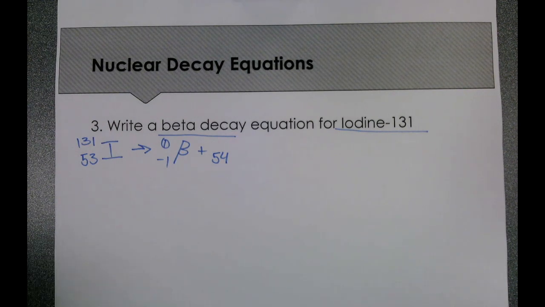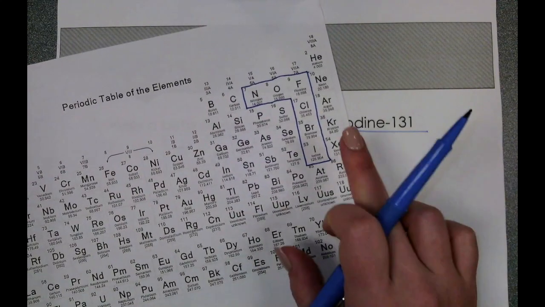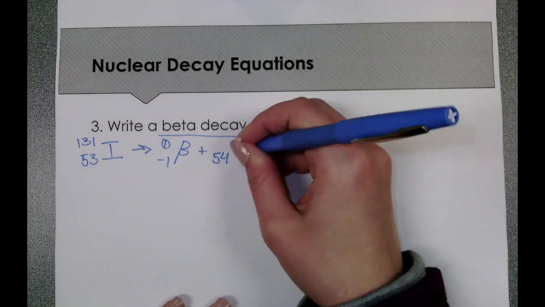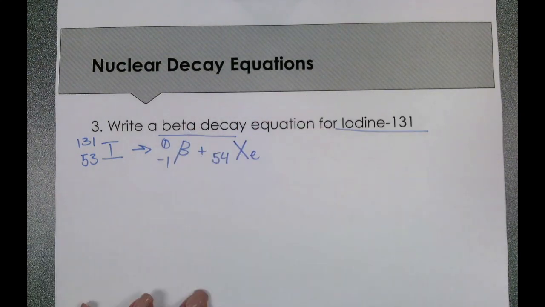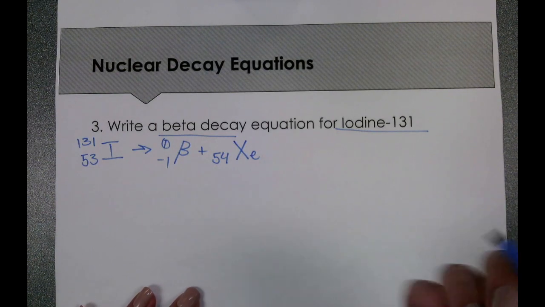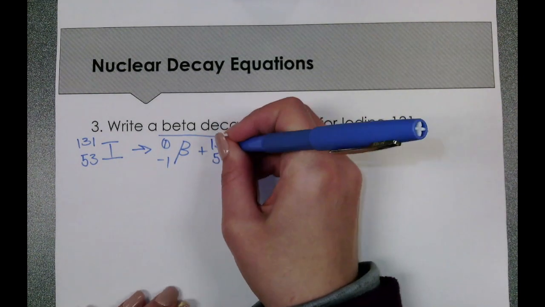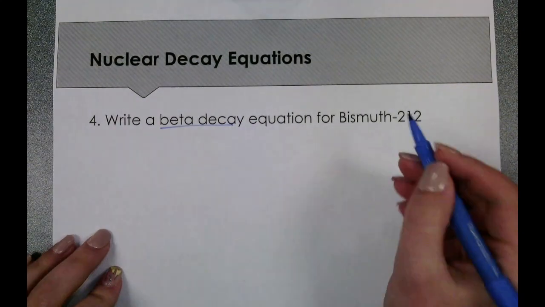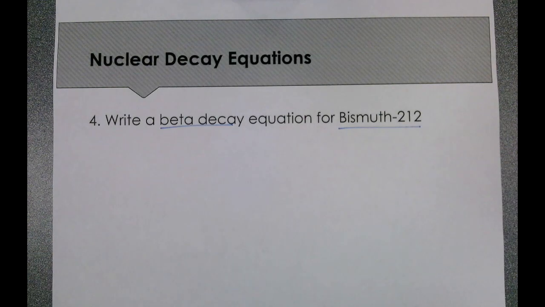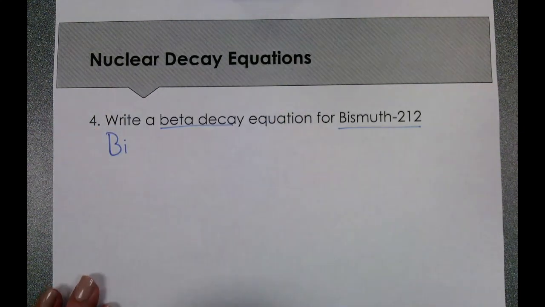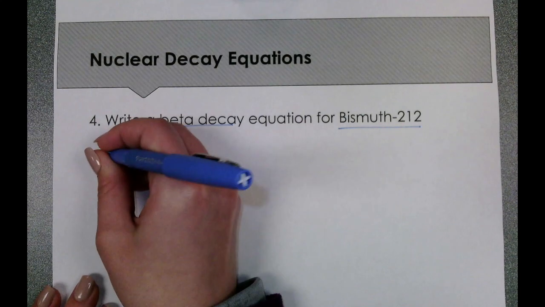So then I pull out my periodic table. We've got to find element 54. It is xenon. And since the mass of a beta particle is essentially 0, our mass number remains unchanged during beta decay. So in this one it says, again, write a beta decay equation for bismuth-212. Again, we'll start by writing the isotope notation for bismuth-212. We just looked up that bismuth had an atomic number of 83.